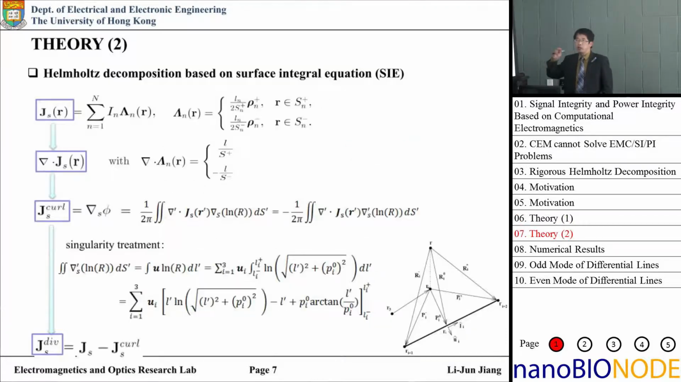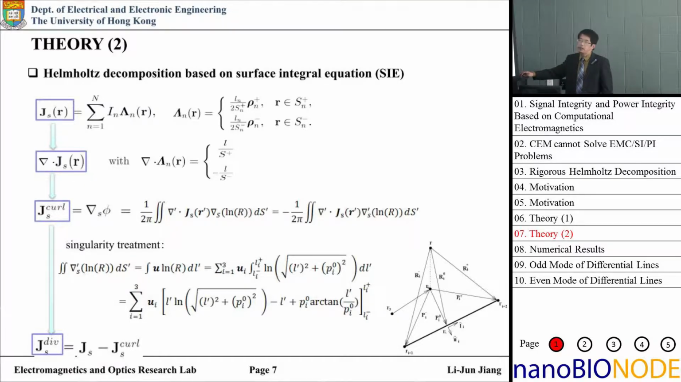To extract the Helmholtz decomposition of the field rigorously, we can follow these steps. Suppose we got the field. It could be current, electric field, or magnetic field. Suppose these are the bases, and the bases are RWG bases. Then we can get the divergence of this field, and using the 2D Green's function, we can compute the curl-free part of the field. And then from the curl-free field and the total field, we can get the divergence-free field.